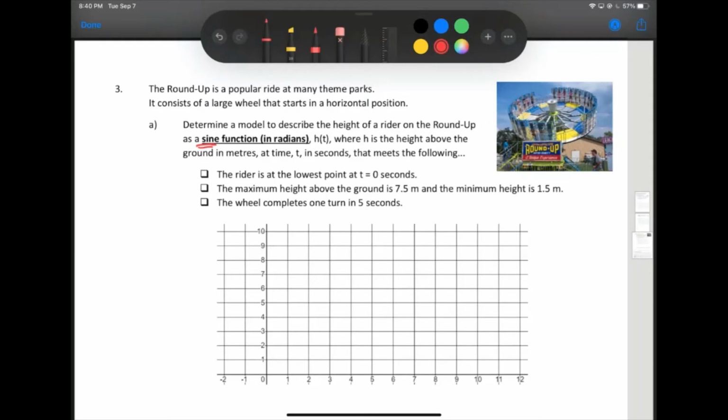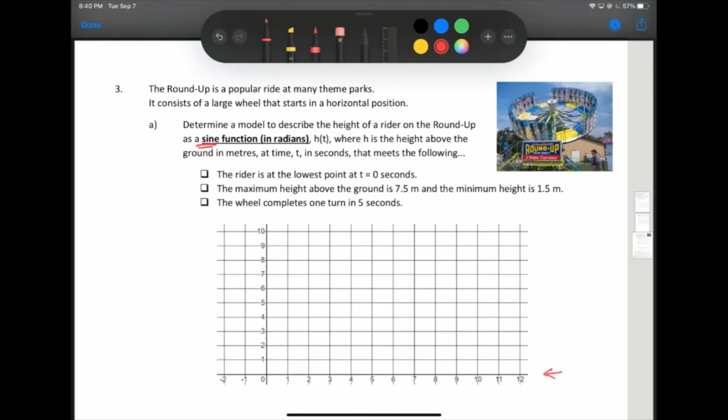We're going to be working in radians. It really doesn't matter since we're working with times. It does make sense not to work with degrees then. So on our grid axis down here, we are working with whole numbers. So we're considering these, 0 to 12 seconds, but we're actually going to think of those as radian measures. Okay, and we need our rider to be at the lowest point at 0 seconds. The maximum height above the ground is 7.5 meters, and the minimum height is 1.5. And the wheel completes 1 turn in 5 seconds.